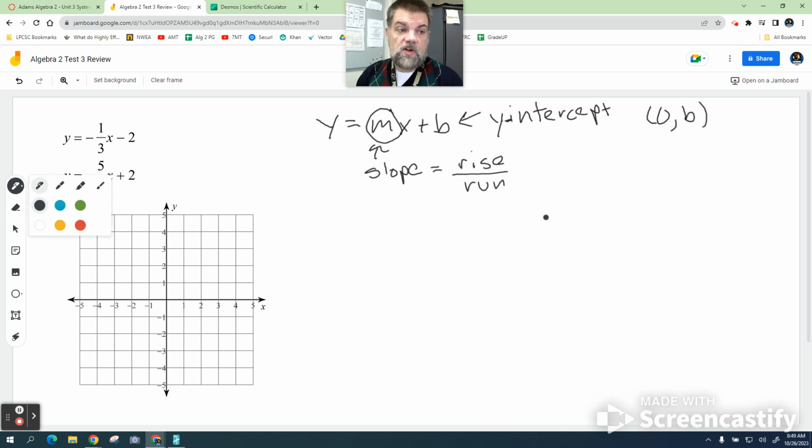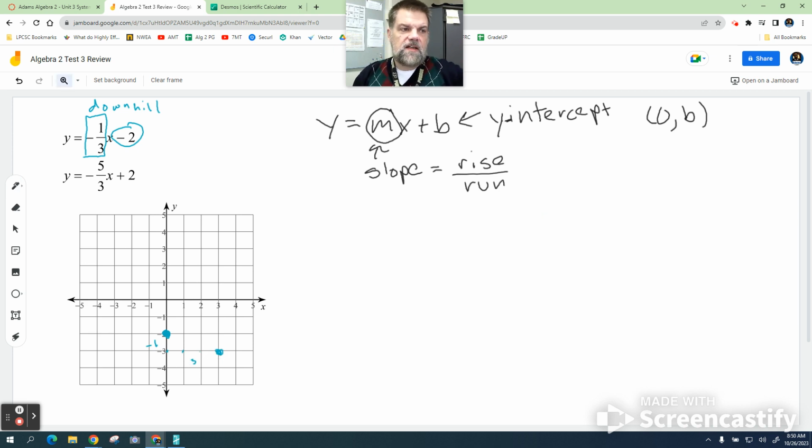And so let's look at this first one. I'm going to graph this one in blue. My y-intercept occurs at -2. So from there on the y-axis, I'm going to put the point -2. The next thing I'm going to do is focus on the slope. The slope is negative, so that means I'm going to go downhill. So from this point, I'm going to go down one, and then over 1, 2, 3. That's my next point on the line.